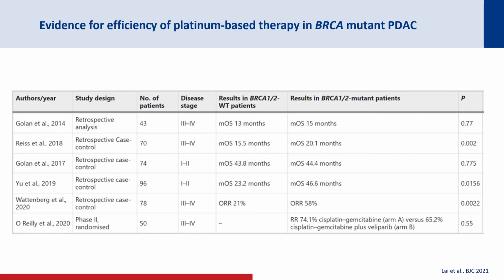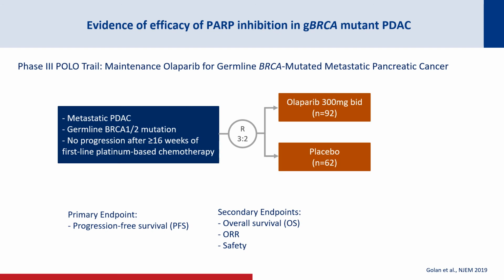So we still need randomized trials to confirm the observations that platinum-based chemotherapy has a benefit over other chemotherapy regimens such as gemcitabine and nab-paclitaxel, and it is unclear whether or not FOLFIRINOX or gemcitabine plus cisplatin or oxaliplatin should be preferred. The evidence of the efficacy of the PARP inhibitor in germline BRCA mutation is mainly based on the results of the POLO trial, a large phase III randomized trial.